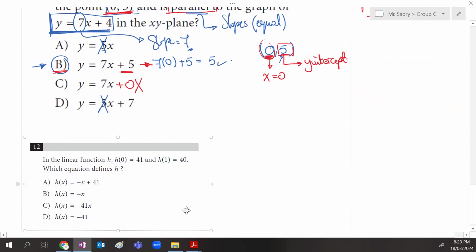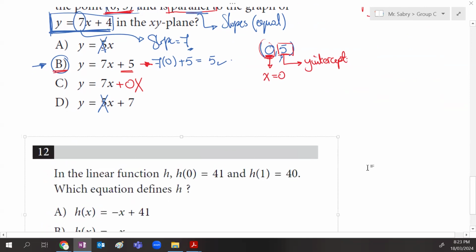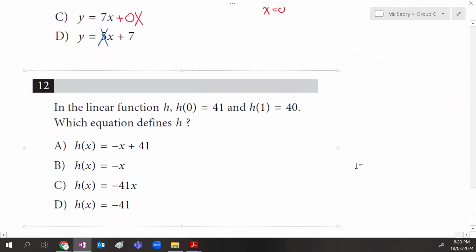Now going to number 12. If the linear function h of 0 is equal to 41, h of 1 is equal to 40, which equation defines h? Because the word linear is mentioned, I should be thinking again about the slope.